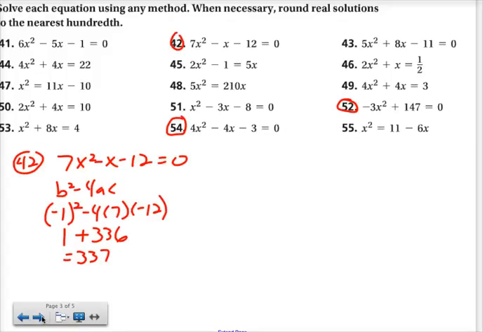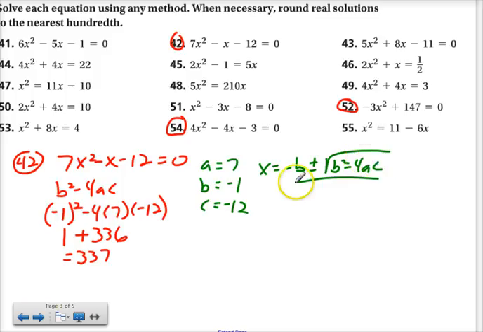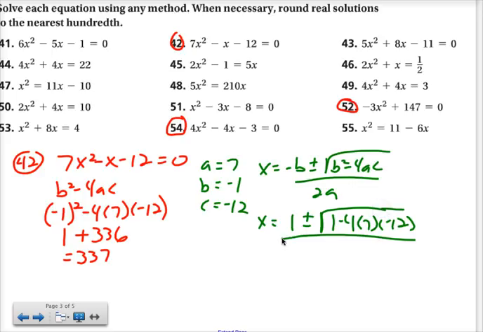And pretty obviously in this section, they'd rather that you use the quadratic formula for these. So A equals 7, B equals negative 1, and C equals negative 12, and X equals negative B, plus or minus the square root of B squared minus 4AC all over 2A. So X equals 1 plus or minus the square root of negative 1 squared is 1 minus 4 times 7 times negative 12, all over 2 times 7, which is 14.